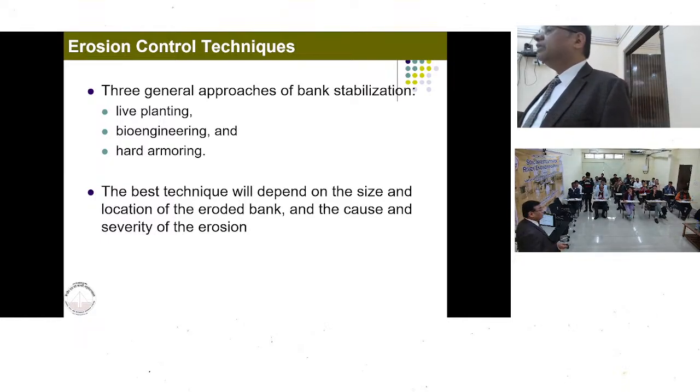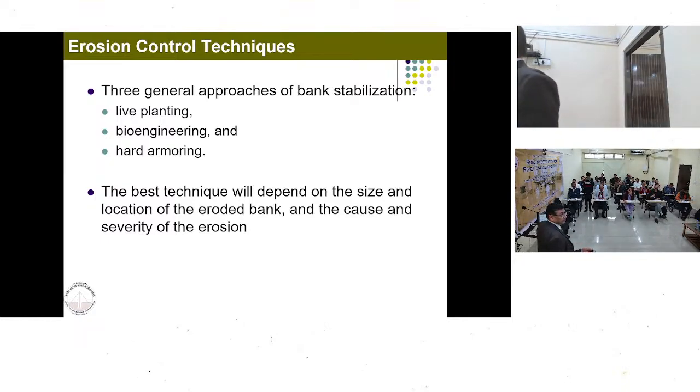Live planting, bioengineering, and hard armoring. The best technique will depend upon the size and location of the eroded bed. I'll not say that live planting is the only way, nor that it is not the only way. It basically depends upon the problem we are facing.